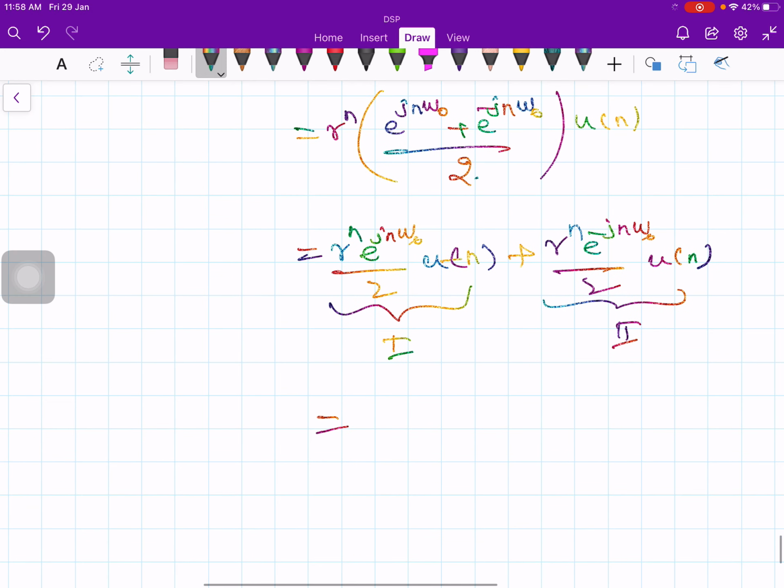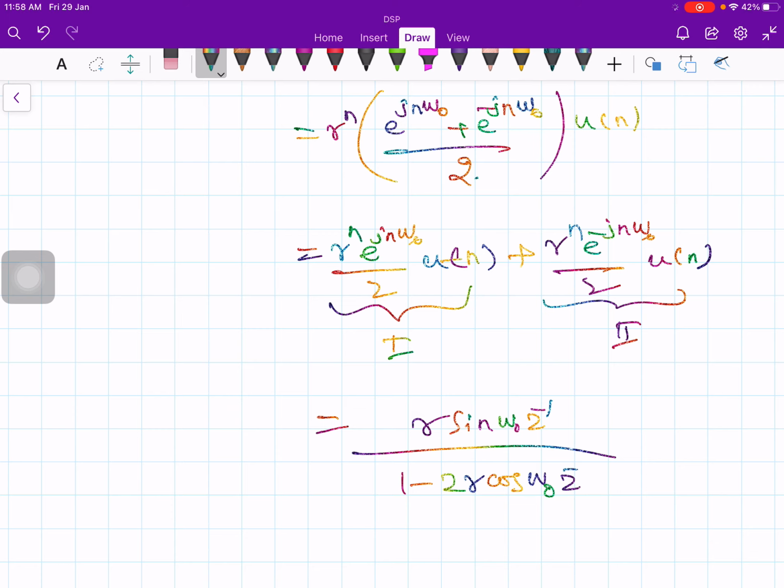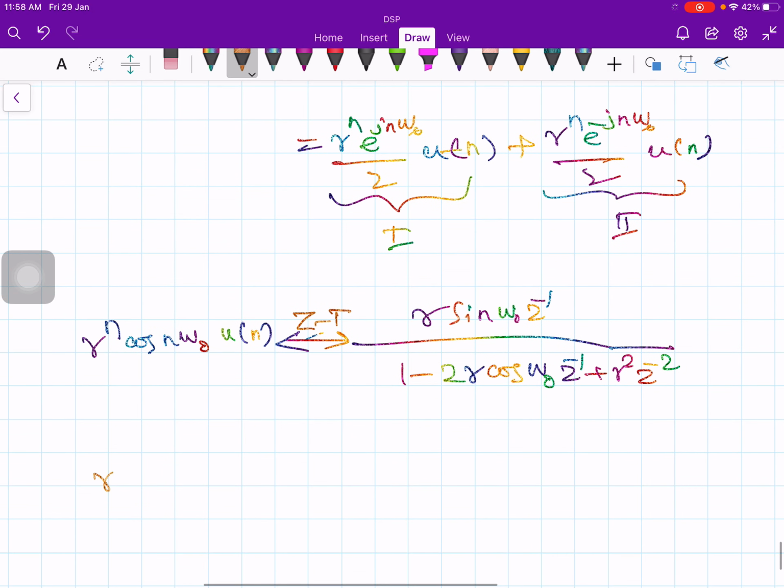If you do this operation, you will get r times sin omega naught z to the minus 1 divided by 1 minus 2r cos omega naught z to the minus 1 plus r squared z to the minus 2. So this is the Z transform of r to the n cos of n omega naught u of n. So straight away I wrote the result. You can work on it and prove that. Similarly, you can find out r to the n sin n omega naught u of n. This also you can do. You can find out what it is.